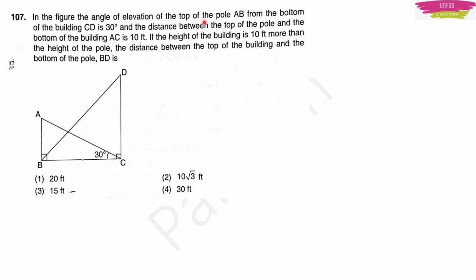In the figure, the angle of elevation of the top of the pole AB from the bottom of the building CD is 30 degree and the distance between the top of the pole and the bottom of the building AC is 10 feet. If the height of the building is 10 feet more than the height of the pole, the distance between the top of the building and the bottom of the pole BD is.